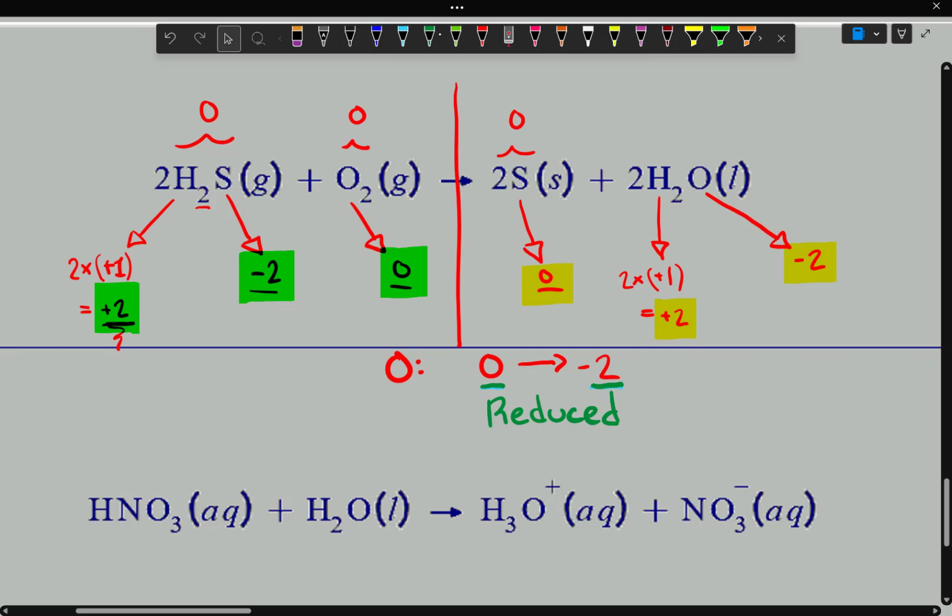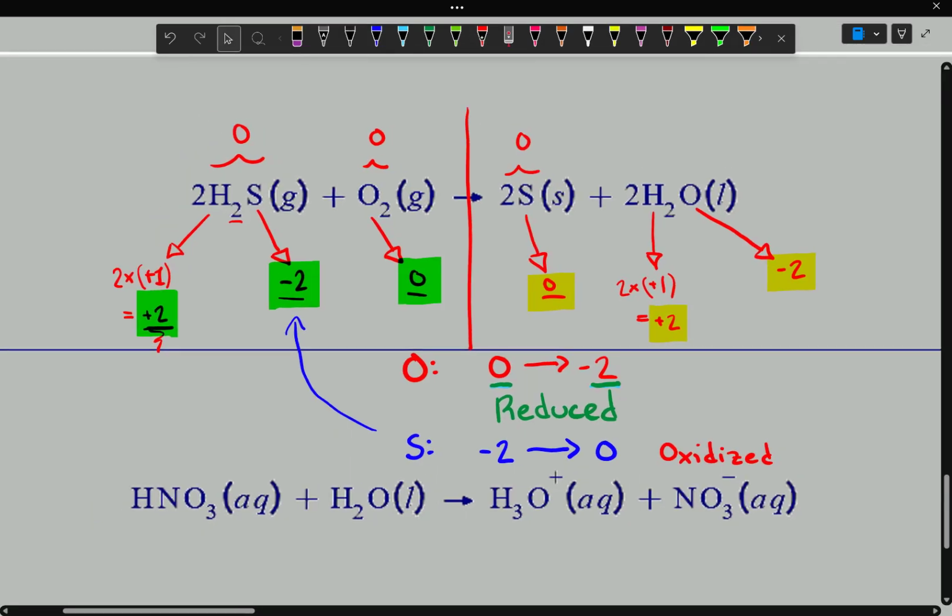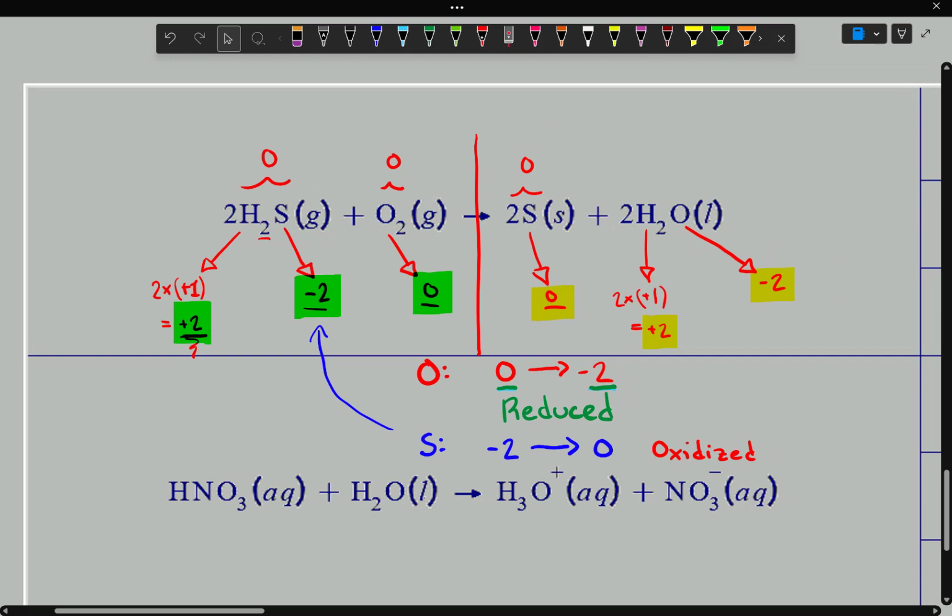Now, we also have sulfur, which is going from a charge of -2 to a charge of 0 on the right. So, because this is gaining charge, this is the term we refer to as the one being oxidized. So sulfur is being oxidized and oxygen is being reduced.